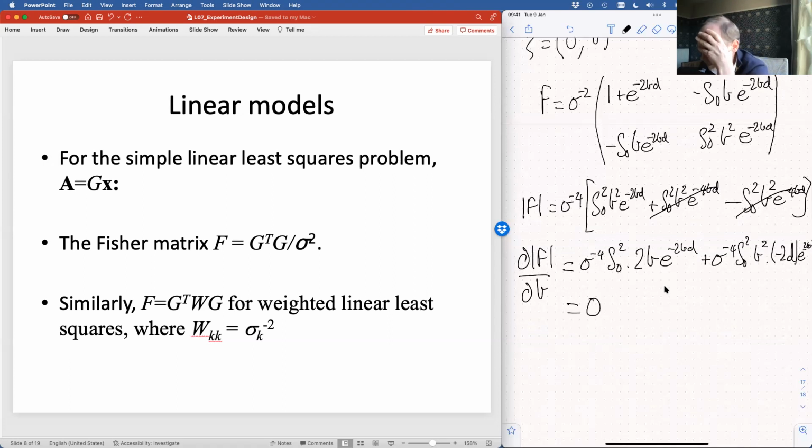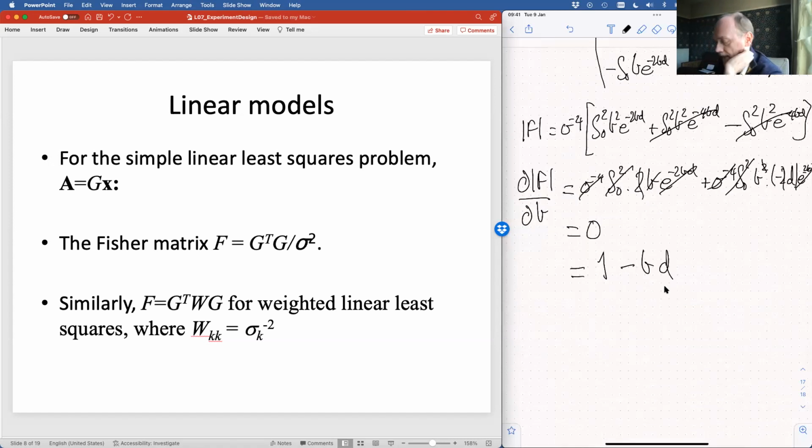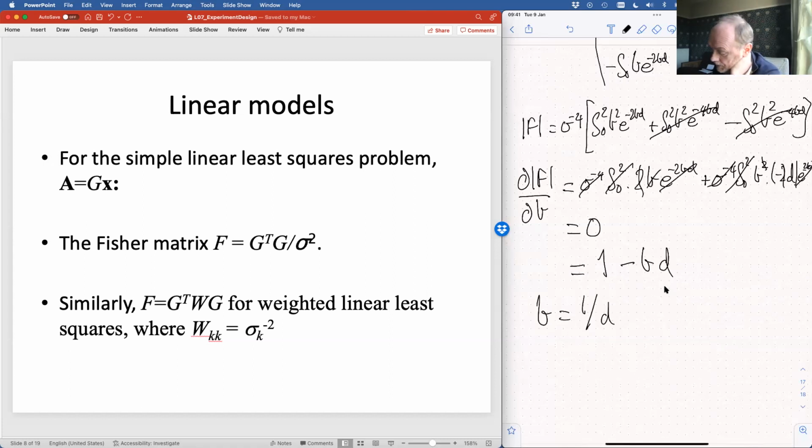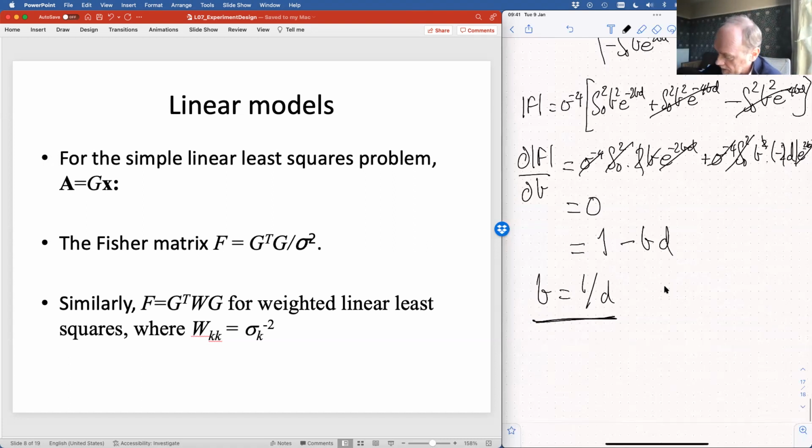So lots of things conveniently cancel. If we set this equal to 0, we can get rid of these sigmas, we can get rid of the S0 squareds, we can get rid of one of the b's, we can get rid of these 2's, we can get rid of the e to the minus 2bD's. And actually all we're left with then is, the first term has just become 1, and the second term has become minus bD. So it all comes out quite simply, and we end up with, at that maximum point, b is equal to 1 over D. Very simple. So it suggests that we take the b value to be simply 1 over the expected diffusivity.